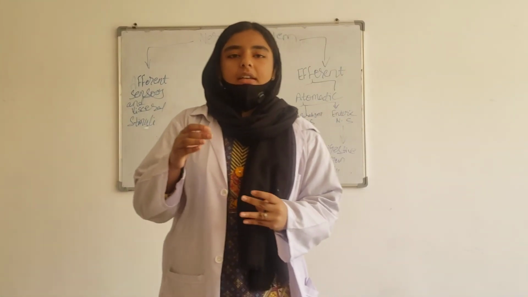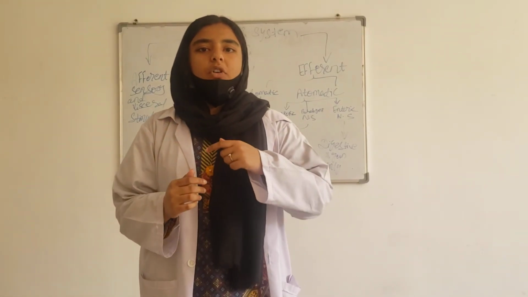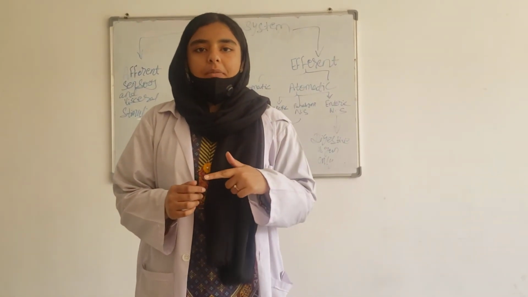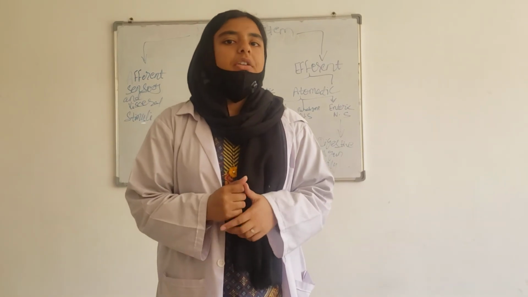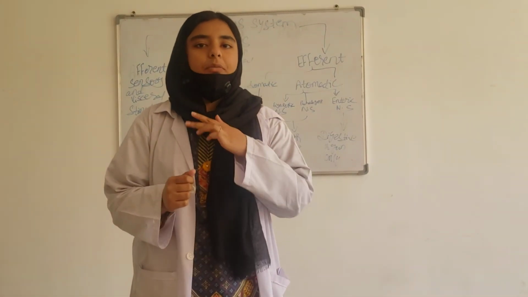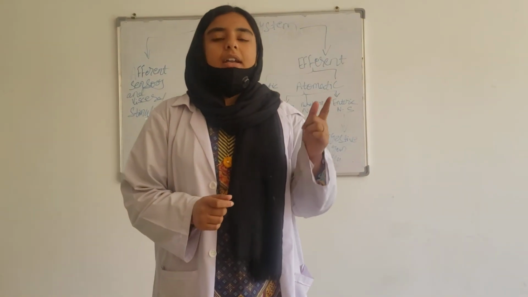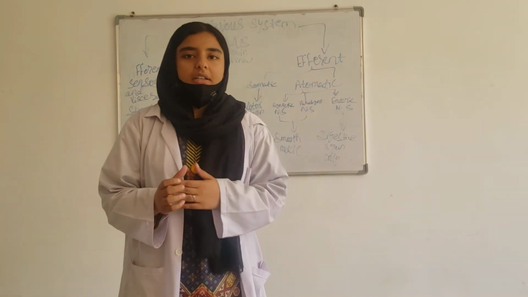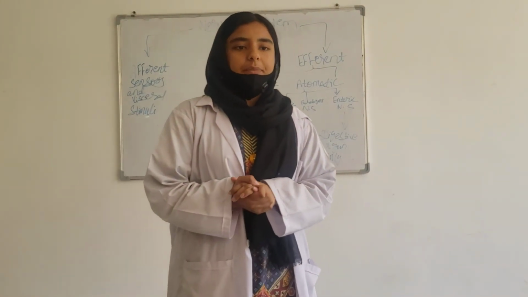Next, the transmission of impulses from the body to the brain and from the brain back to the body is done through the tracts of the spinal cord. One is the ascending tract that brings impulses from the body to the brain, and the other is the descending tract that brings the impulse back to the effectors from the central nervous system.